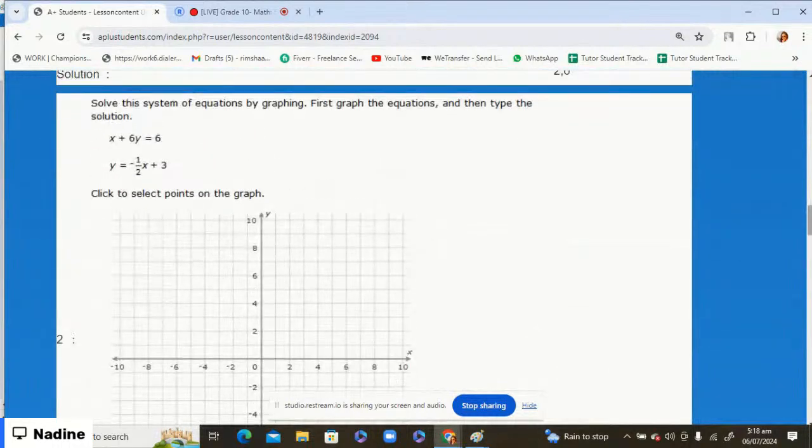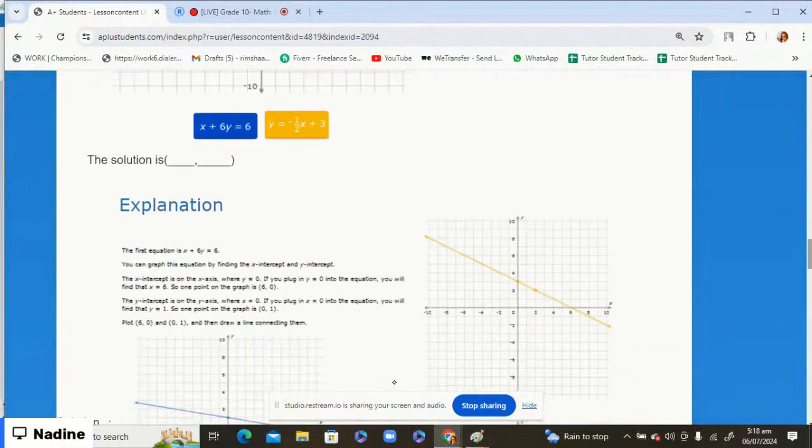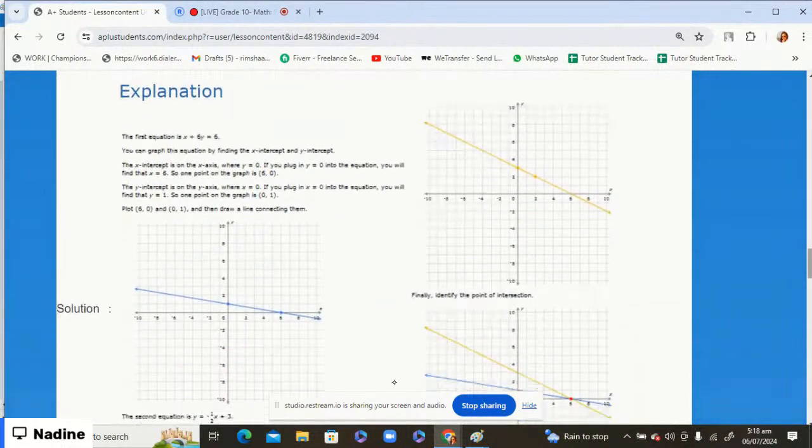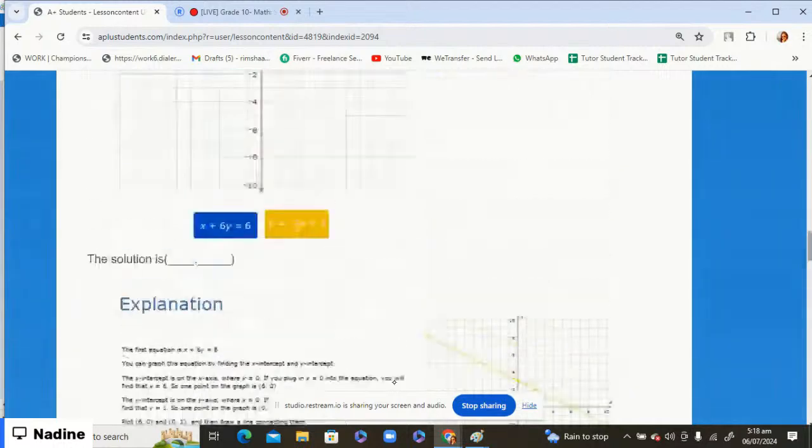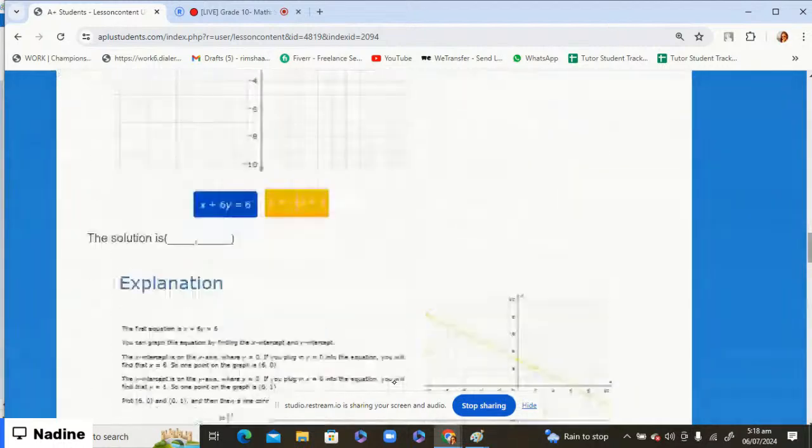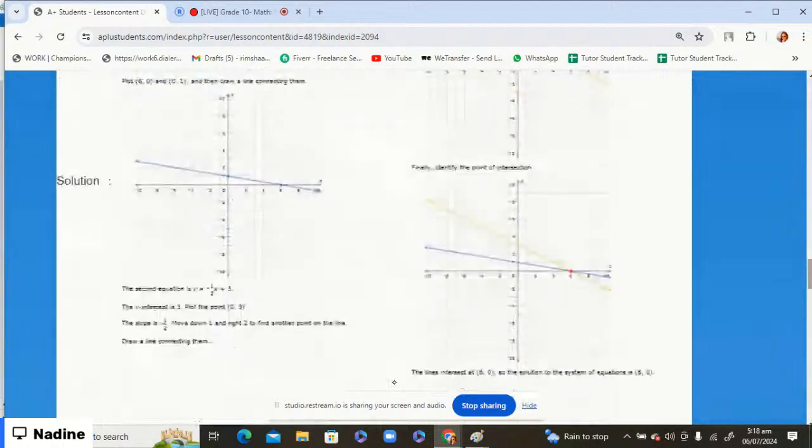Look at here now the question. x is equal to 6y, x plus 6y is equal to 6. First of all, we are going to find out these two points. Then we're going to find out these two points. And the second one is y is equal to minus 1 by 2x plus 3.